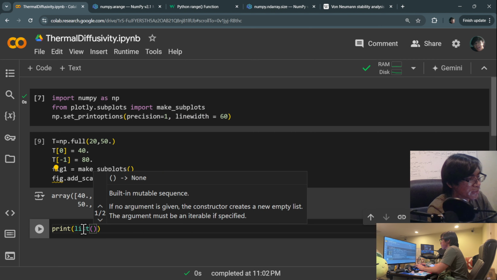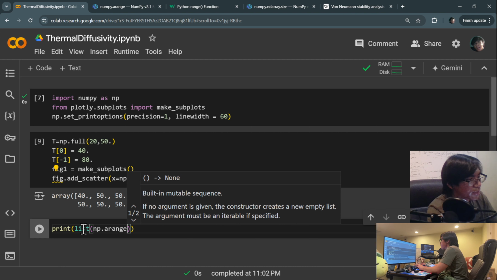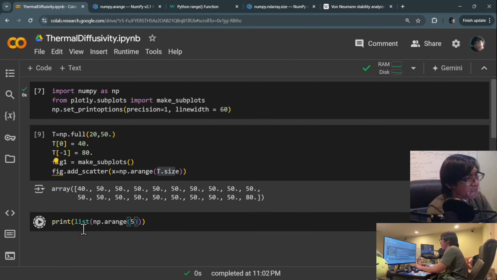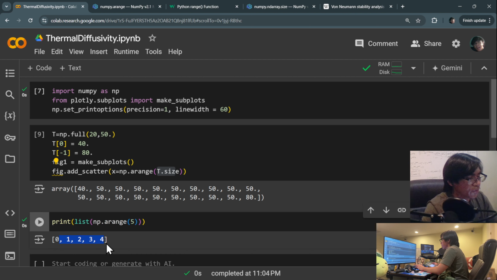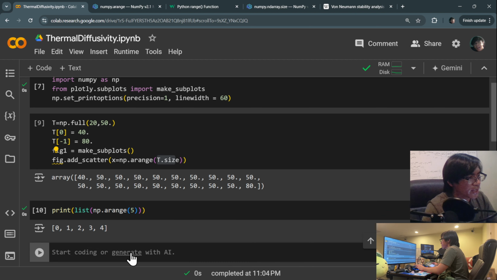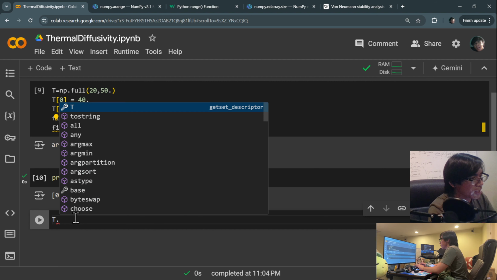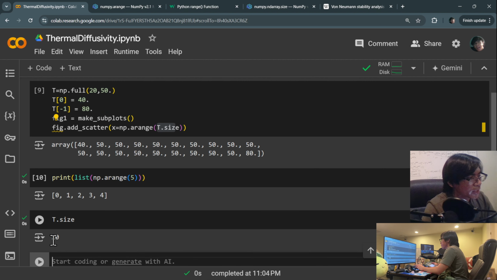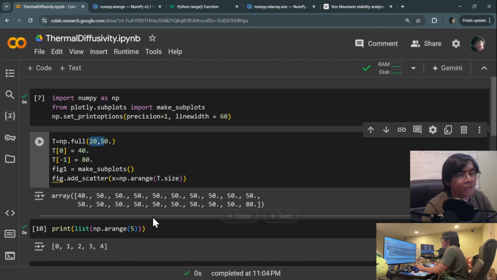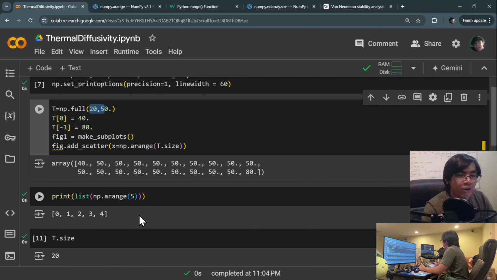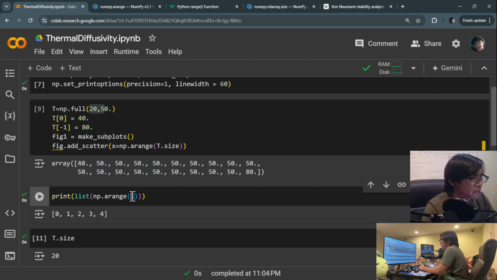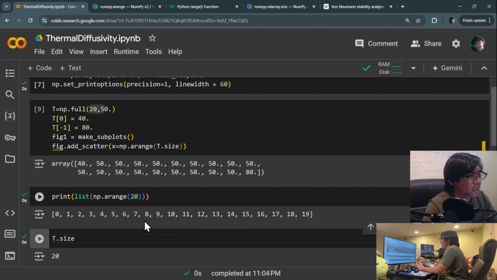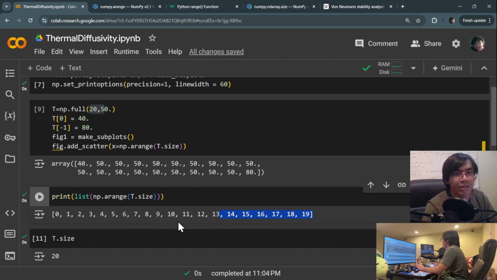So I'll turn it into a list. np.arange, I don't know, 5. I'll print it as a list from 0 to 4. And then t.size, if I just do it down here, we'll know that it returns 20, since that's how many discretizations we made, dividing our bar into 20 sections. So again, this is just a number. If I put 20 here, it should be the exact same thing as if I put t.size. So yeah, 0 to 19.